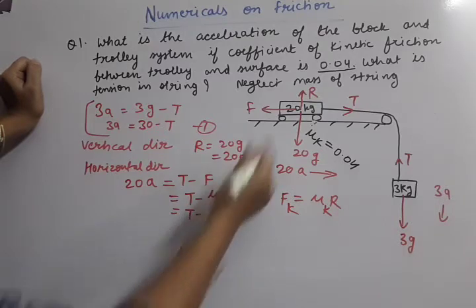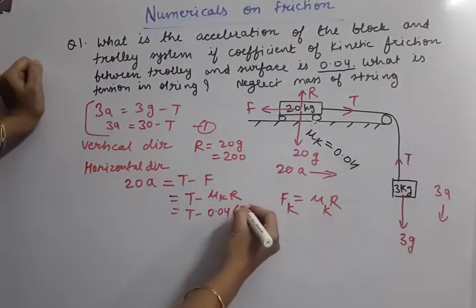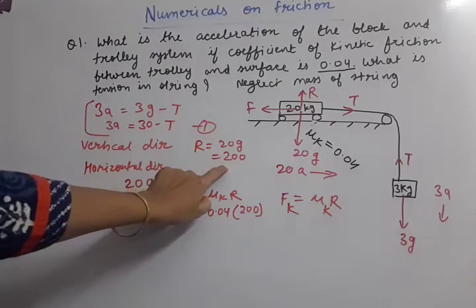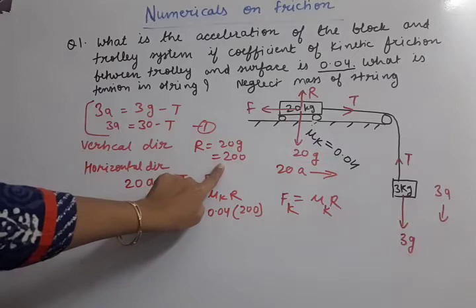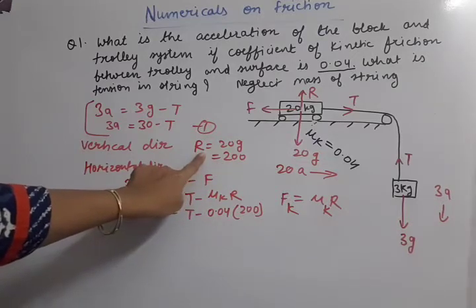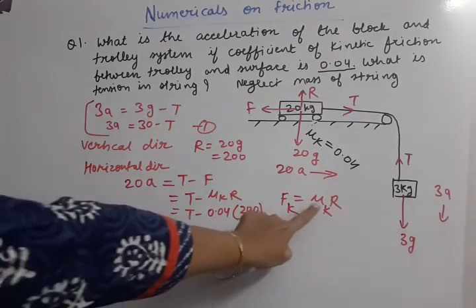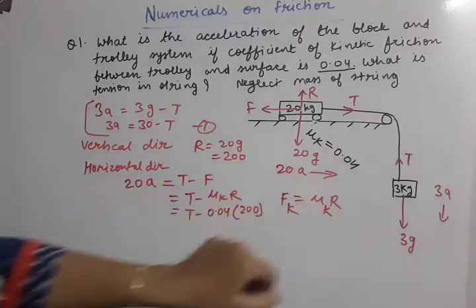So the mu k value is given in the question, 0.04. R is mg, which is 200, which we have already solved here. That's why we solve R. In friction questions you will always need this R value, because the formula for friction F is mu R. Mu will be given in the question. R you have to always solve from the diagram.